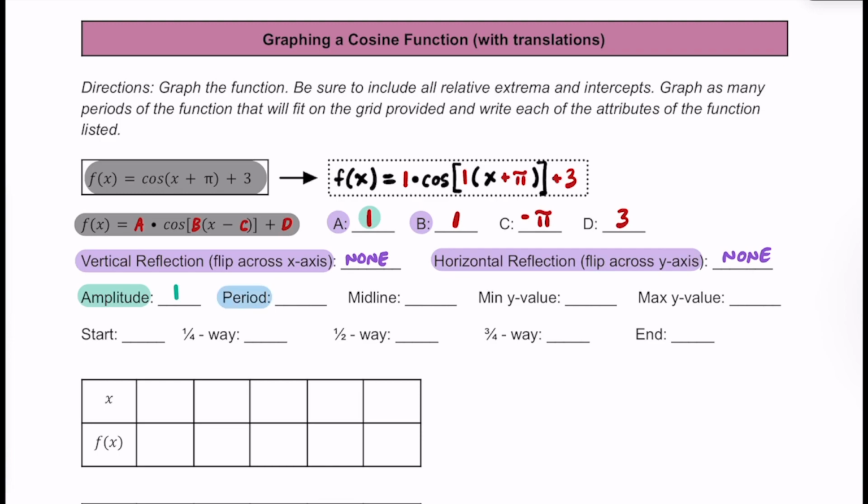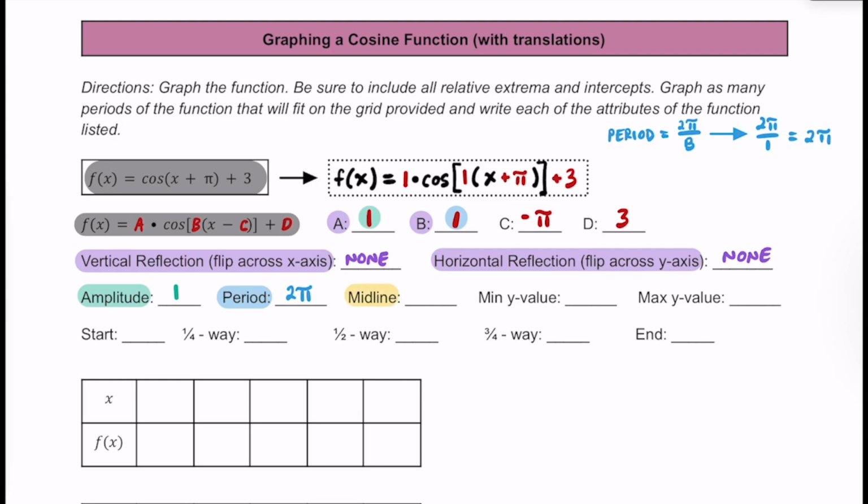Alright, as for the period, this one is going to take a little bit more work, but we use the value of b to help us find the period. So remember, the formula for finding the period of a cosine function is 2 pi divided by whatever b is. In this case, b is equal to 1, so we're just going to write 2 pi divided by 1. We know the period is going to stay the same here, and that makes sense since the value of b is 1, it doesn't have any effect on the cosine function, so the period here is just going to be 2 pi.